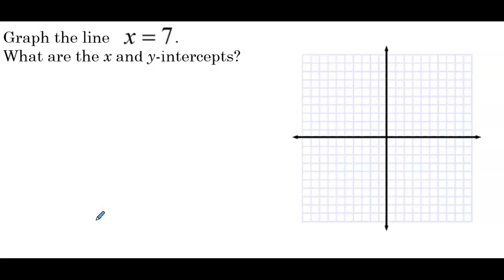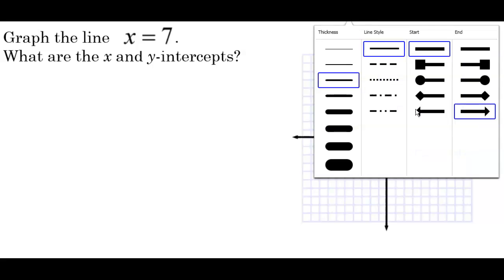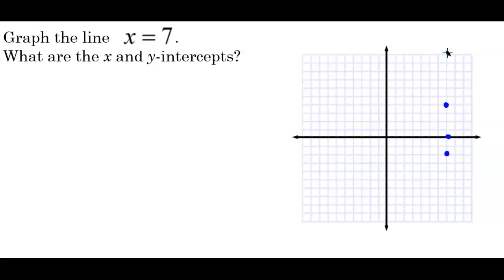Now what about x equals 7? Well, for x equals 7, we can do the same thing. Plot a few points that have an x-coordinate of 7. So we'd have 7, 0, we'd have 7, 4, and 7, negative 2. Any point that has an x-coordinate of 7. And our graph then would look like this. That's going to be x equals 7. So that's a vertical line.